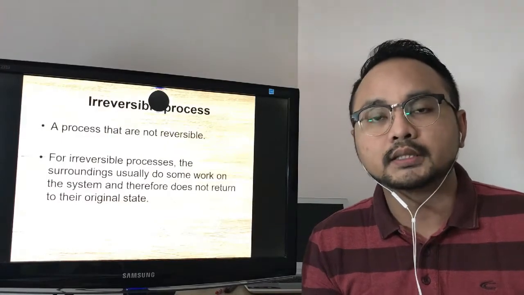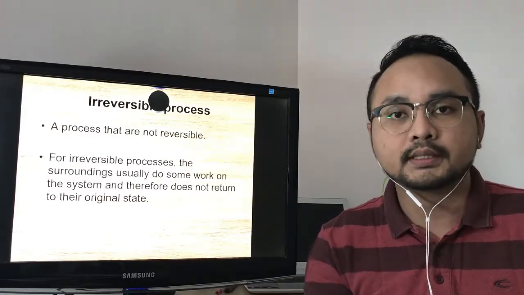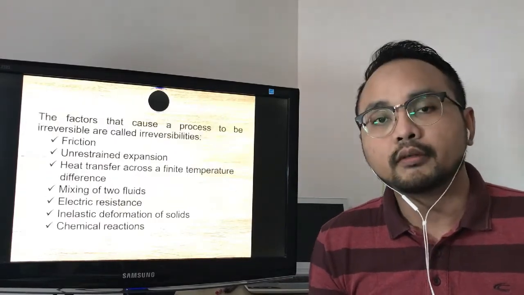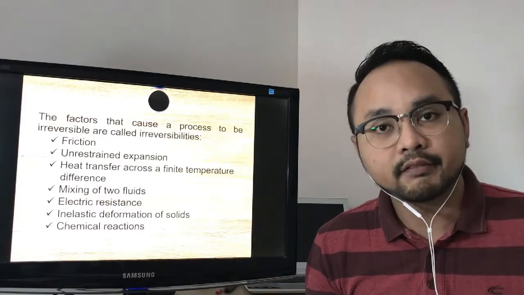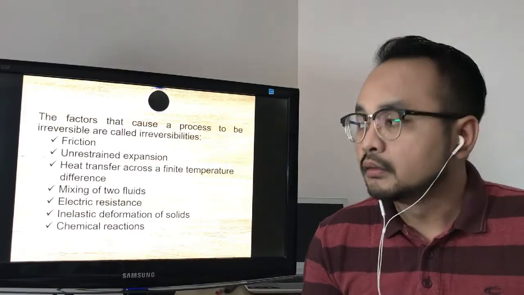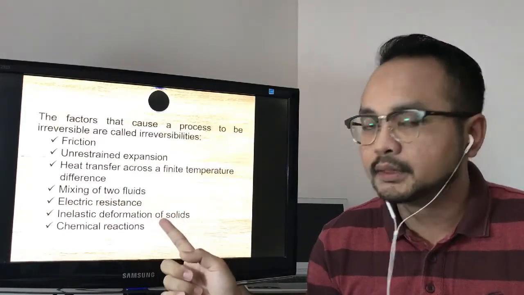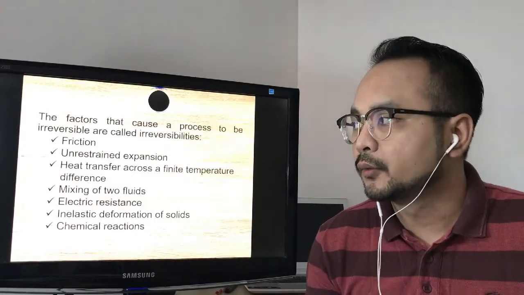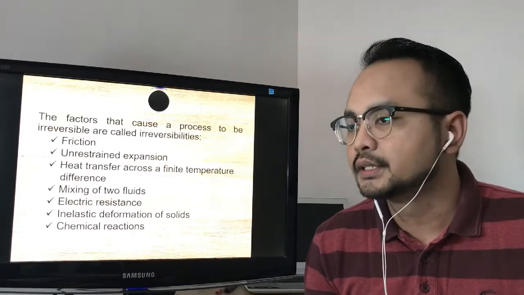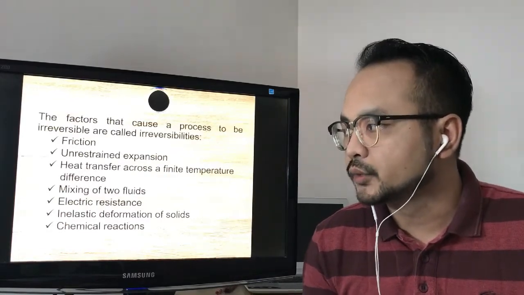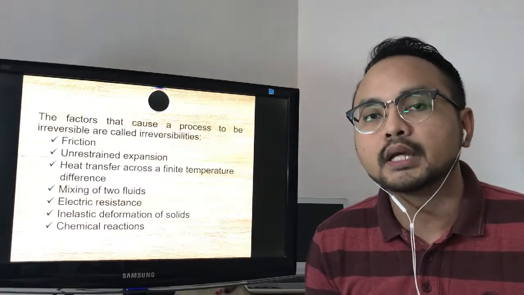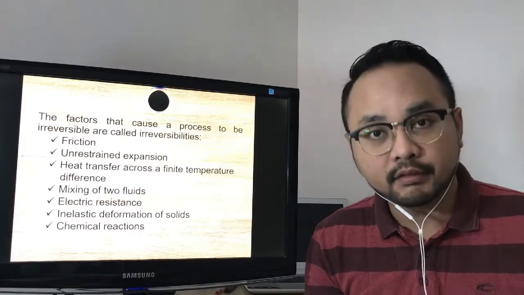In an irreversible process, the surroundings will do work on the system, but that system will not return to its initial state. There are several factors that will cause the irreversible process, and we call these factors the irreversibilities. Here are examples of irreversibilities: friction, unrestrained expansion, heat transfer across a finite temperature difference, mixing of two fluids, electric resistance, inelastic deformation, and also even the chemical reaction. We can categorize these as irreversibilities.